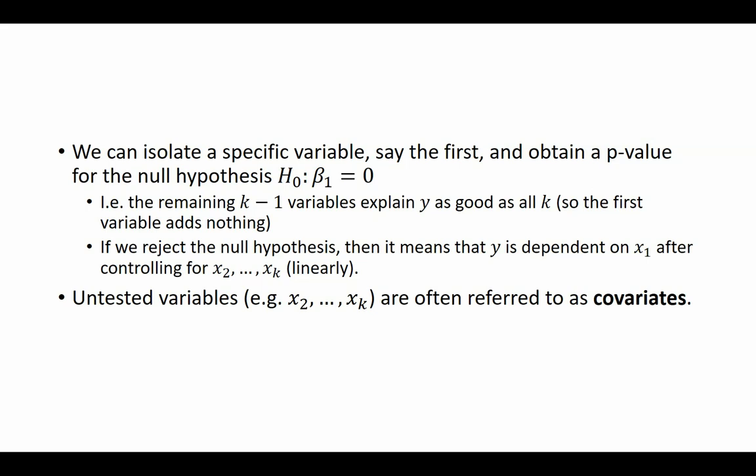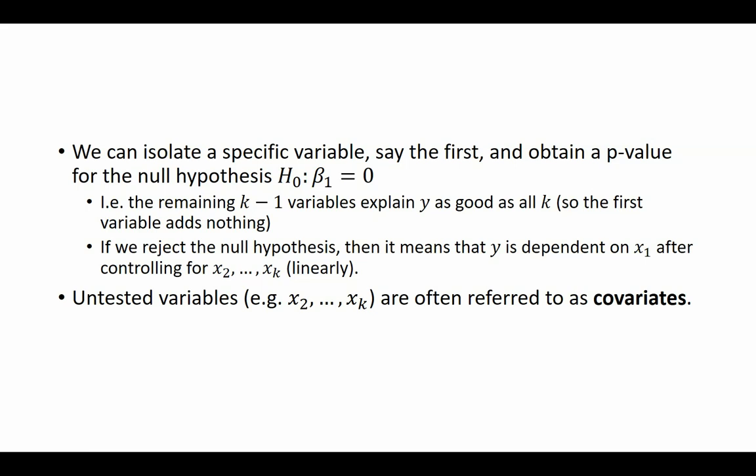Now, what we can then do is isolate a specific variable that we're interested in, let's say, for the sake of simplicity, the first variable. And then we can obtain a p-value just for the simple null hypothesis that only beta 1 is 0.